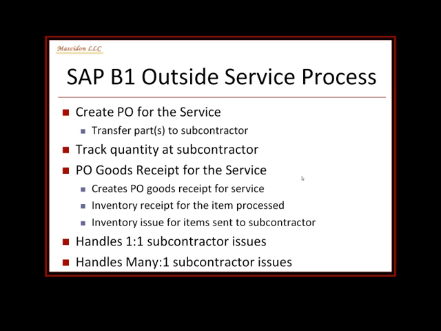Then we'll make it easy for the clerical person to do a PO goods receipt for the service and then automatically receive the part back from the subcontractor and reduce the on hand of the items that were sent to the subcontractor. The system will handle one-to-one subcontractor issues or many-to-one subcontractor issues. Without further ado, let's go into the demonstration.